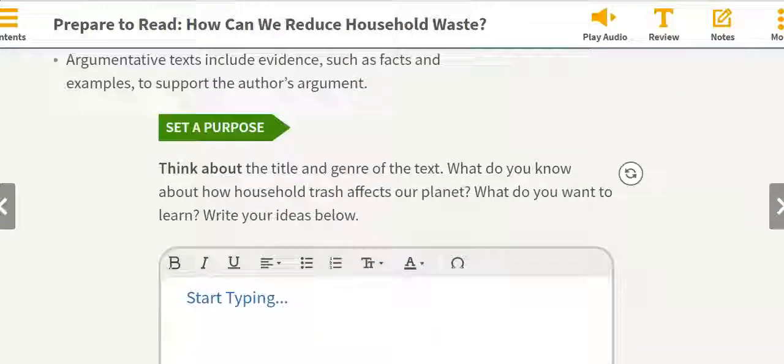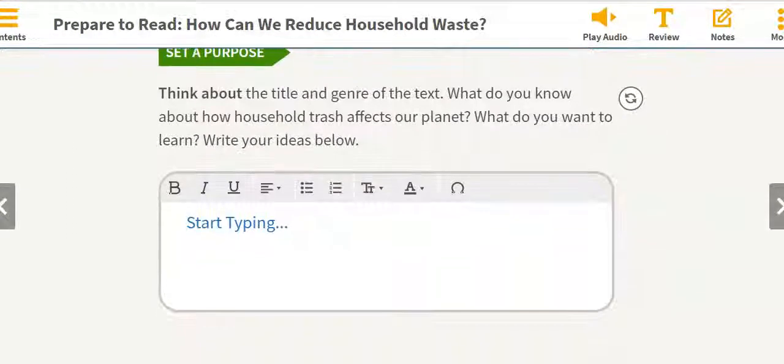So you're going to set your purpose. Think about the title and genre of the text. What do you know about household trash and how it affects our planet? What do you want to learn? And write your ideas below. So if you're doing this on the HMH site, I expect you to type in answering this question here.